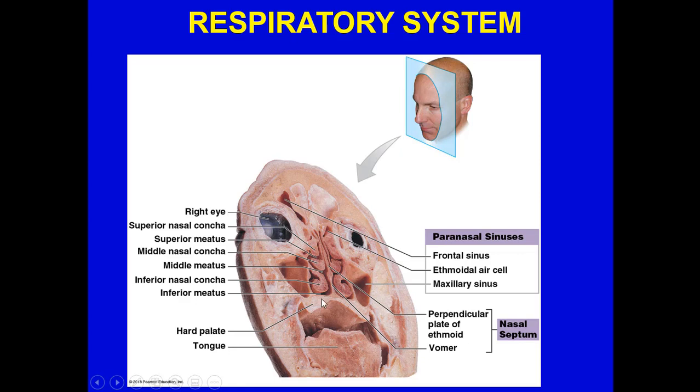Notice on the lower part here, we have the hard palate, which is composed of bone. We have the tongue. We have that perpendicular plate of the ethmoid, which consists of the nasal septum, and then also what contributes to some of this is also the vomer bone.